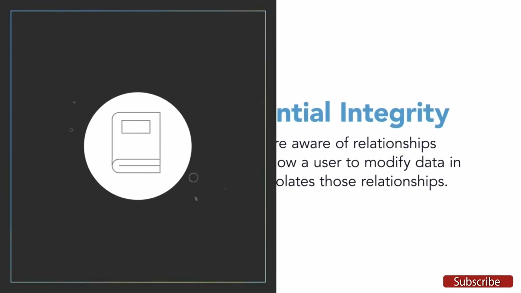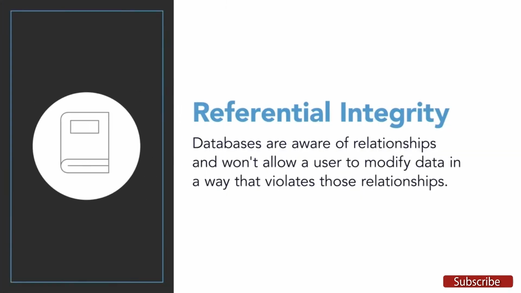Databases allow us to benefit from referential integrity, which means the database will be aware of the relationship and will not let you or another user modify data in a way that violates the relationship. This helps us to maintain the consistency of the database.